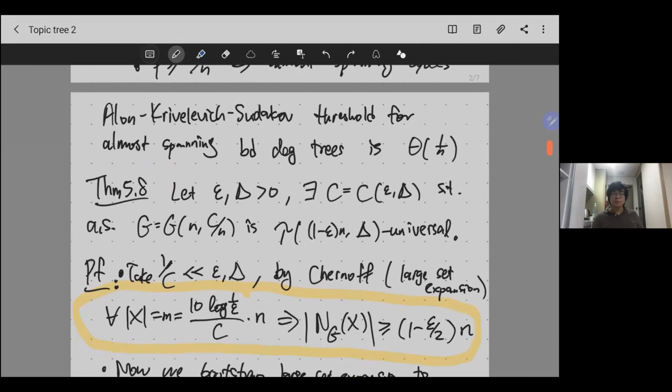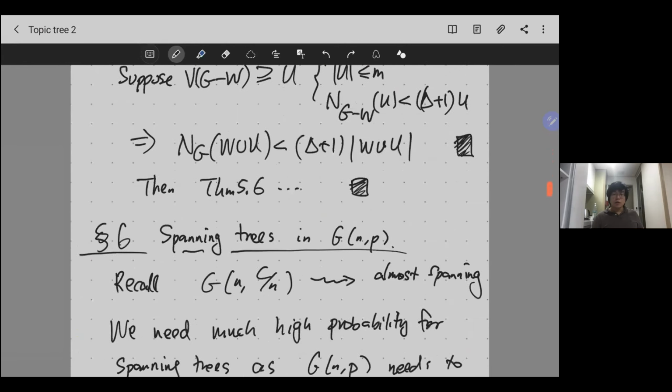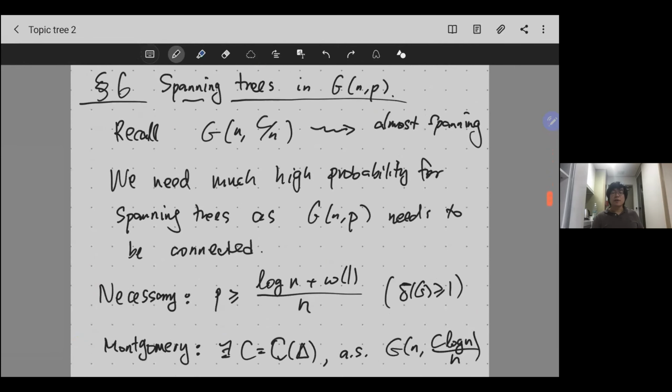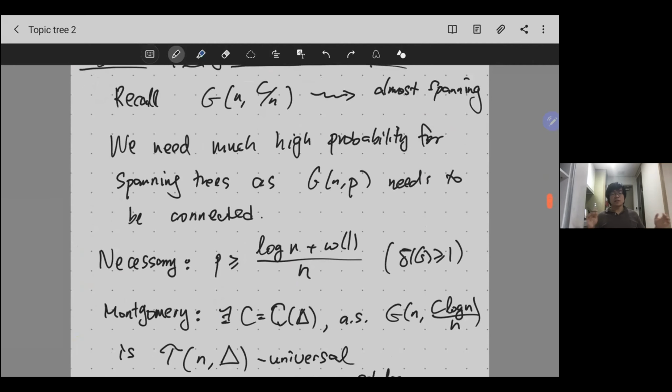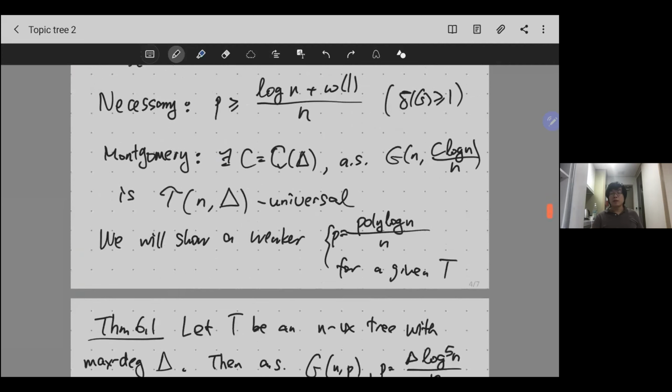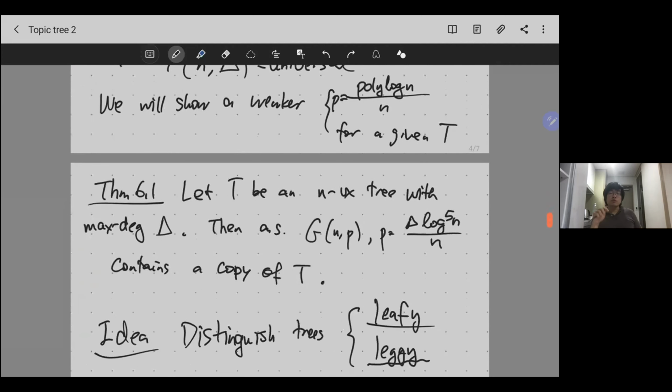Then we looked at this problem of finding spanning trees, and since connectivity of the whole graph is a necessary condition, we have to take p a lot larger now, not constant over n, but log n over n. And it turns out that constant times log n over n suffices to see all spanning trees of bounded degree. What we're trying to do is to prove a weaker result, for a single tree with a slightly larger probability, optimal up to a polylog factor.